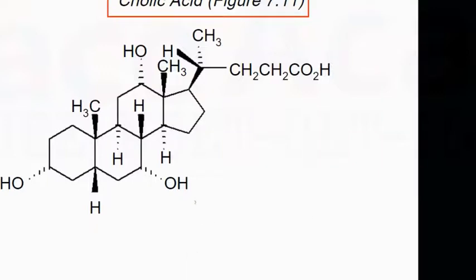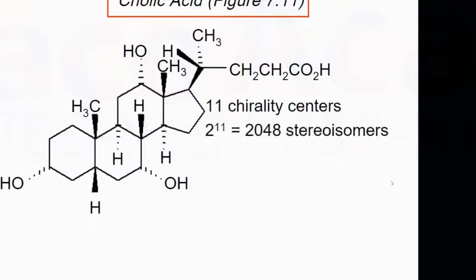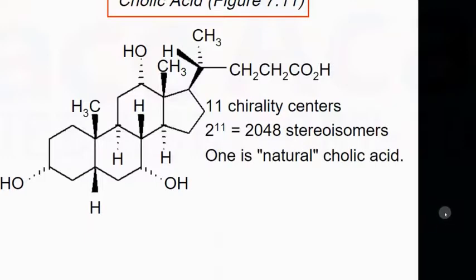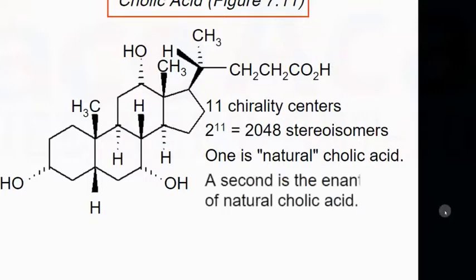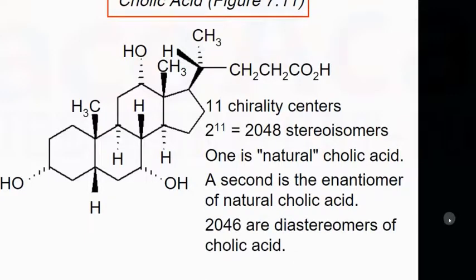Cholic acid, diagram here. 11 chirality centers are there, and 2 power 11 is 2048 isomers. One is natural cholic acid. The second is the enantiomer of natural cholic acid. Apart from these two, the remaining 2046 are diastereomers of cholic acid.